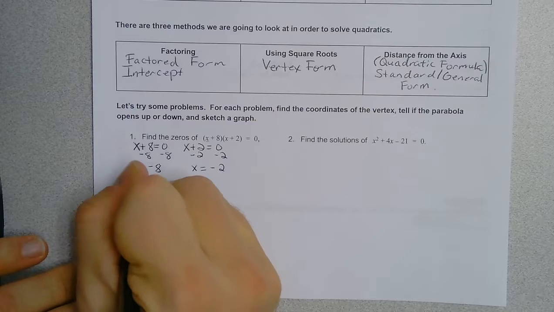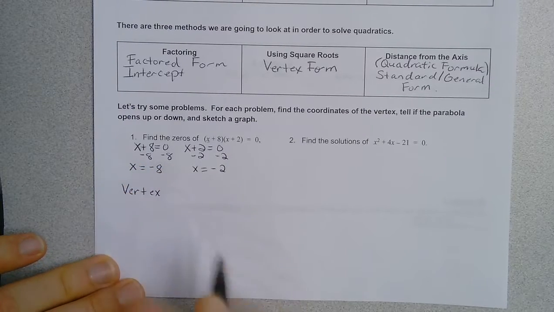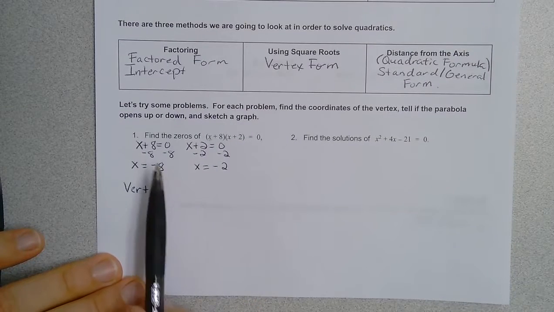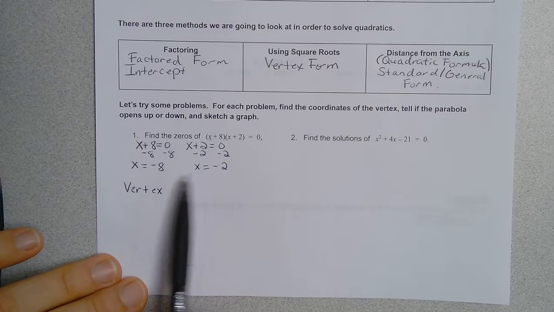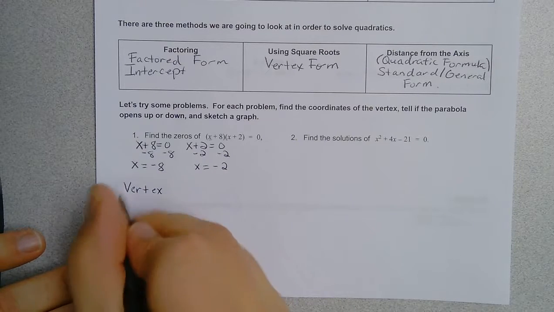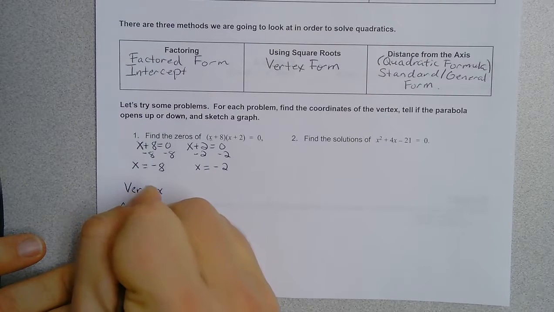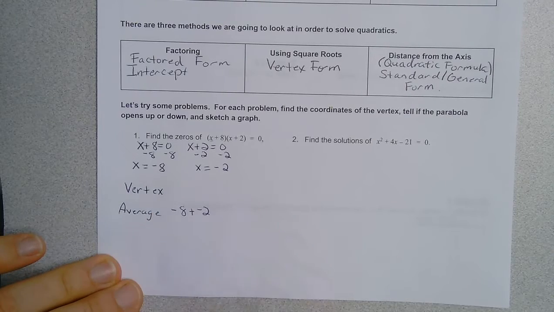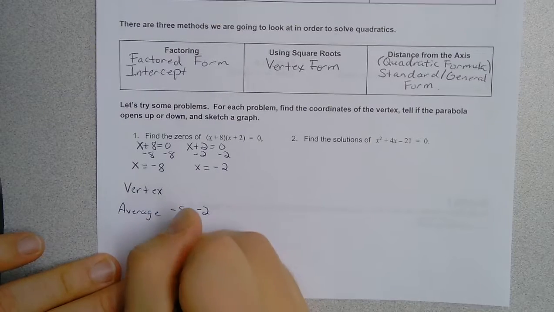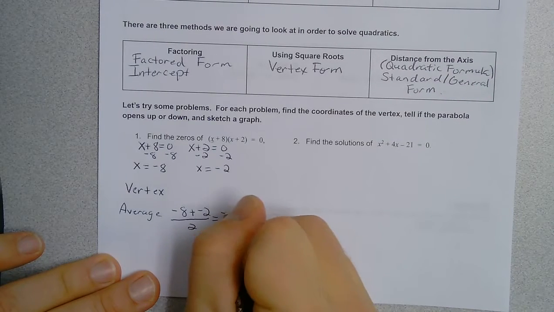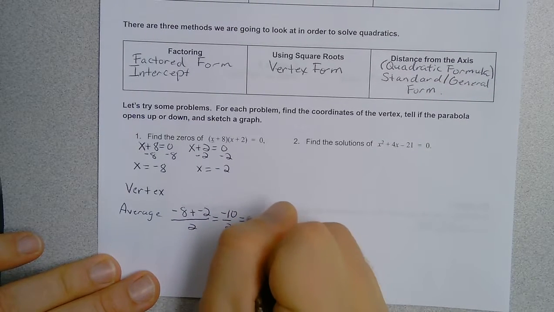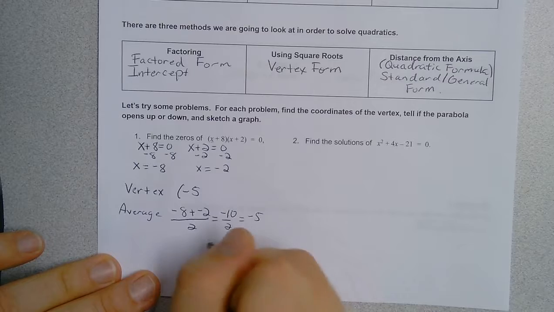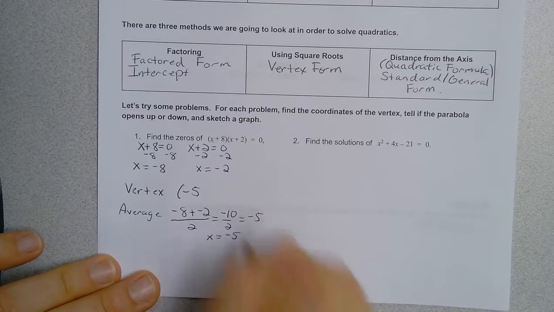So now to find the vertex, we could certainly multiply this out, put it into general form, and complete the square. But an easier way is to average the 2 zeros. So what we're going to do is find the average of -8 plus -2. And to do that, I just add them together and then divide by 2. So that gives me -10 over 2, which gives me -5. So the x-coordinate of the vertex is -5.